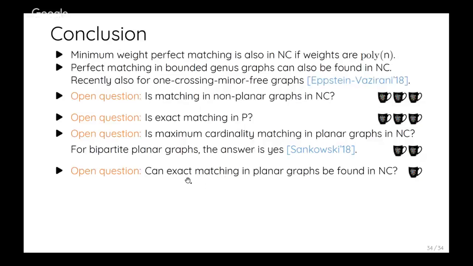And then the final question, which I think might be slightly easier than the rest, is exact matching in planar graphs. Because you can count matchings in planar graphs, you can also solve exact matching, the decision version, or even the counting version in planar graphs. But can you solve the search problem for exact matching in planar graphs in NC? And that's the end of the talk. Thanks.